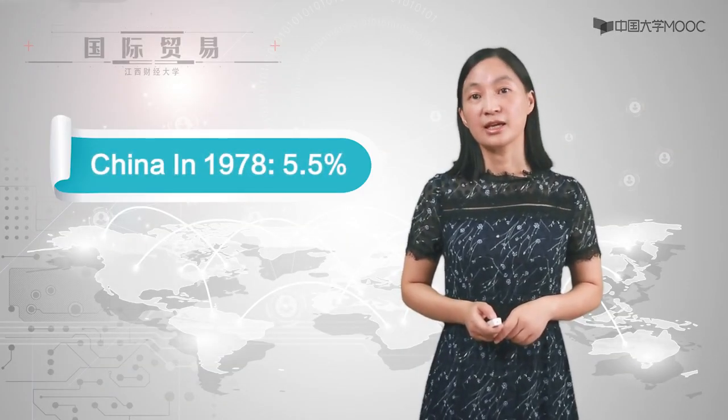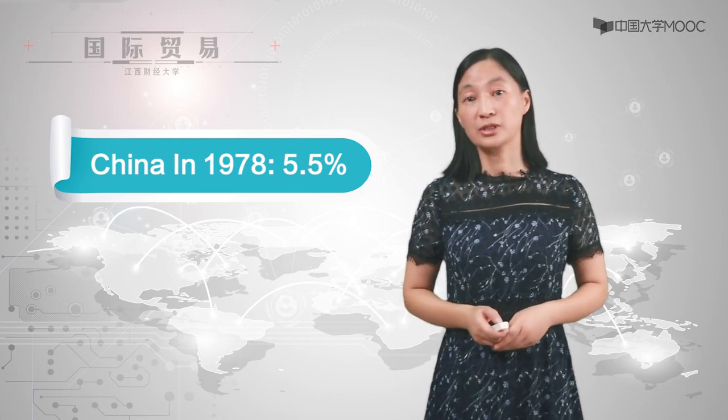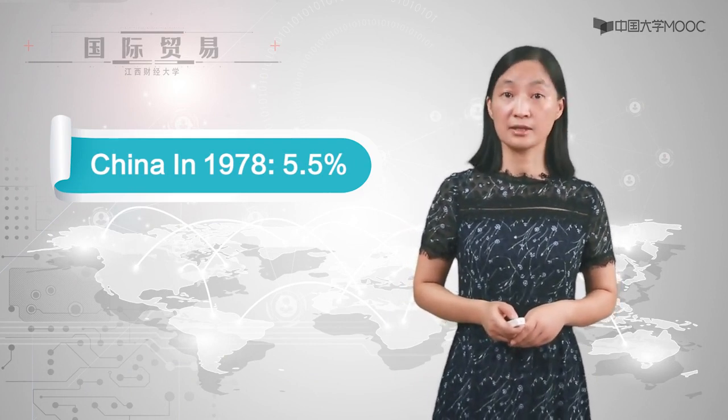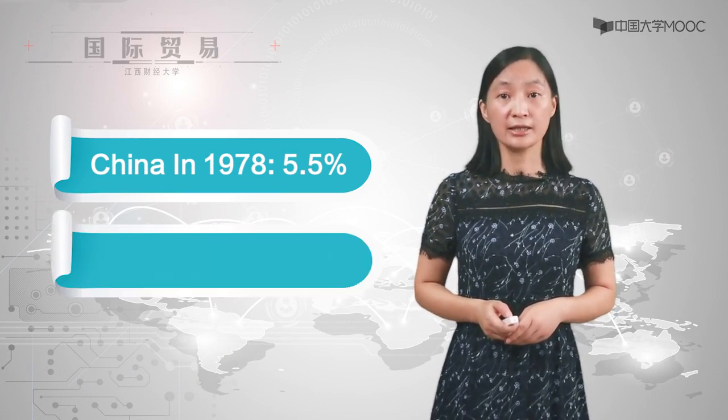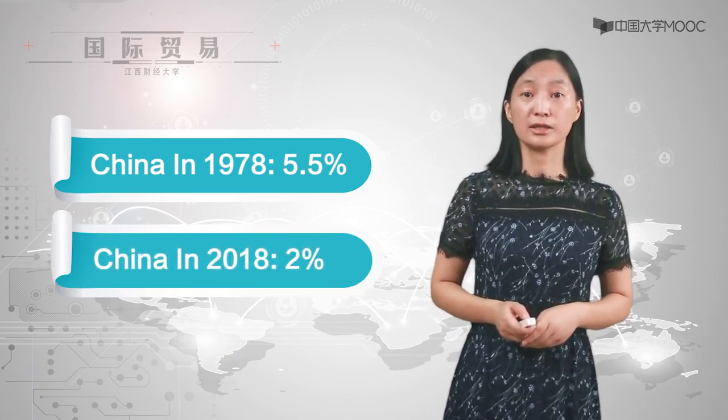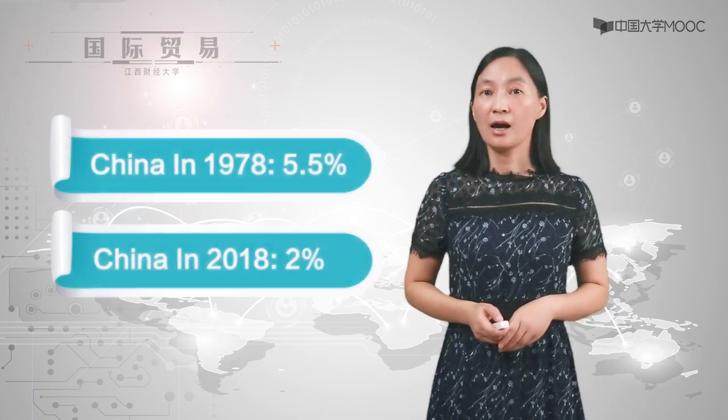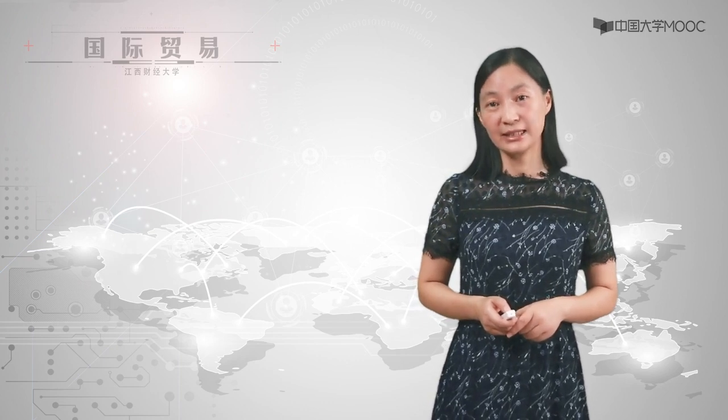1.3%. In 1978, tariff revenues constituted about 5.5% of Chinese government receipts. In 2018, the figure stood at only 2%. However, some underdeveloped countries currently still rely on tariffs as a sizable source of government revenue because the less developed domestic industry can provide little revenue.